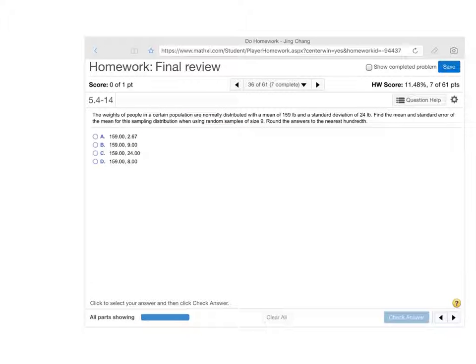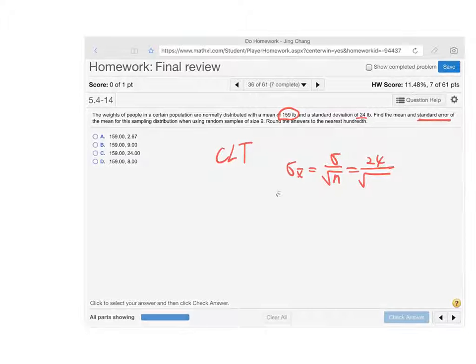And this is the central limit theorem. The mean is the same as the population mean, 159, and the standard error, which is the standard deviation of sample means, is equal to sigma divided by the square root of n. So 24 over the square root of sample size 9. So 24 over 3, which is 8. So the answer should be D.